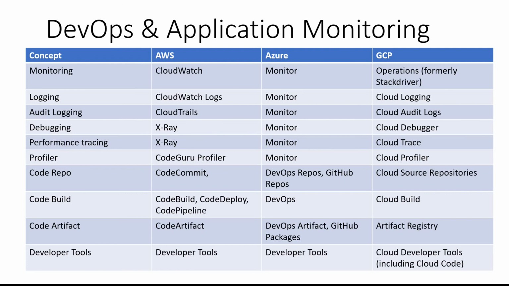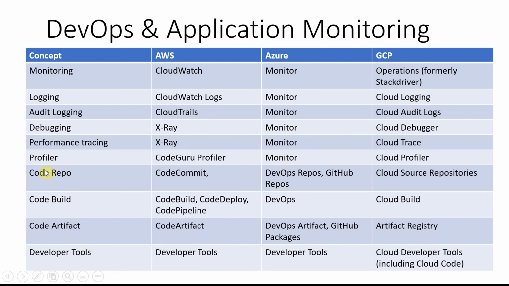Tracing performance is tricky because the problem could be in an application, or in a database, or in some data transfer over the network. It could be anywhere, so identifying it is very tricky. But all these cloud providers have tools to do that: X-Ray again for performance tuning, and here it is Cloud Trace. In Azure, everything is monitored, so I think Monitor is a pool of many things into one.